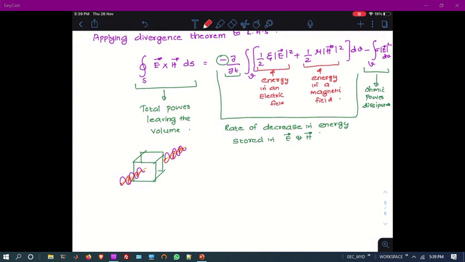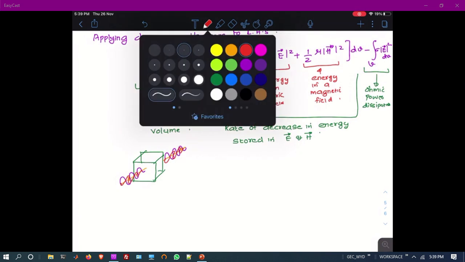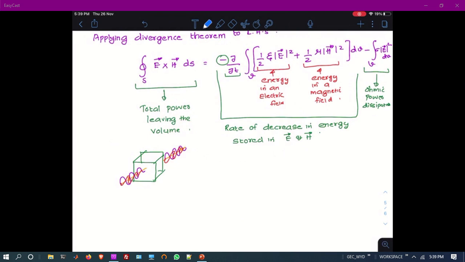Something like this. Now the total power which is leaving the volume is basically equal to the rate of decrease in energy stored in electric and magnetic field in this volume and the ohmic power loss. So whatever energy change has happened in this volume is because of the electromagnetic wave propagated. And the total power leaving the volume is given by integral E cross H ds.